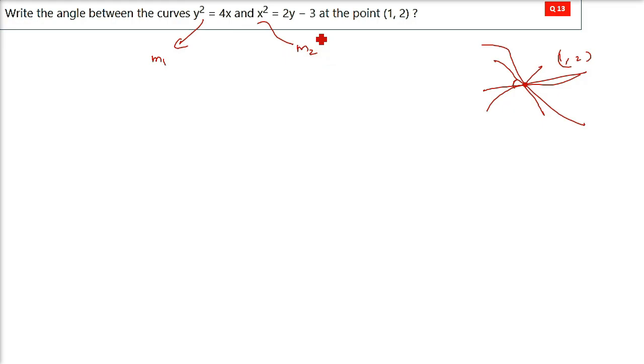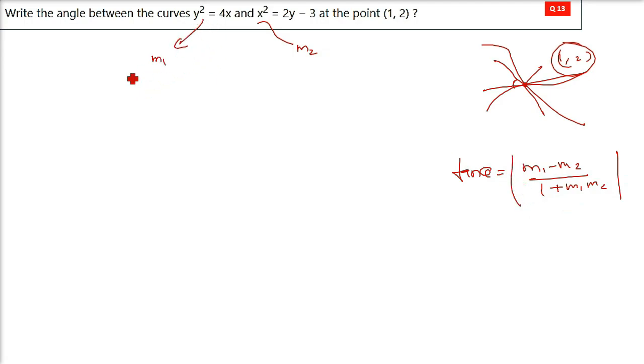So let us find out the m1 and m2 first, because we are interested in the angle between them. Tan theta, that is the angle between two lines, is given by the slopes of the two lines considered, m1 and m2: m1 minus m2 divided by 1 plus m1 m2. You just have to differentiate it. After differentiating, you already have the values as 1 and 2, and that is x and y.